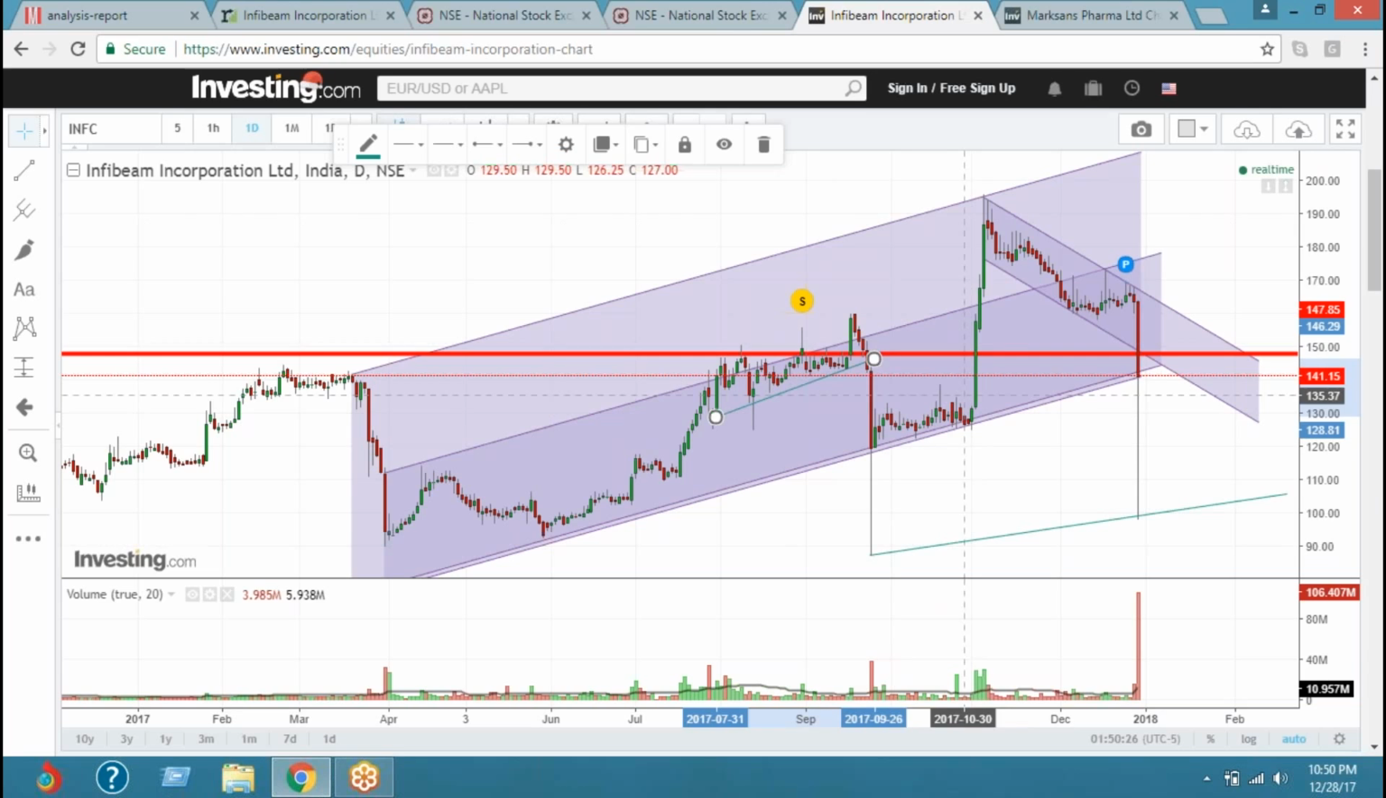And then once the breakout is confirmed, there is a flag channel which is formed. I'm talking about this flag channel. People are expecting this flag channel to break out, and again he has actually broken the script on a downward trend.